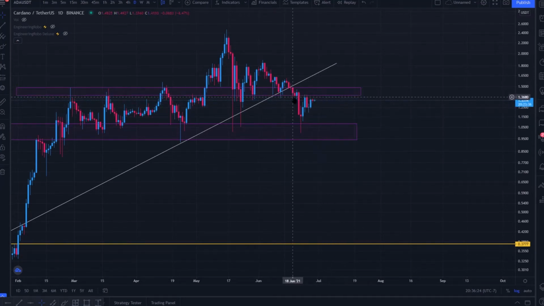Although price action could be very much bullish enough to recover, and we could very well find our way back above $1.38, seeing that $1.48 level again. But price action is going to be at very significant resistance at the moment.